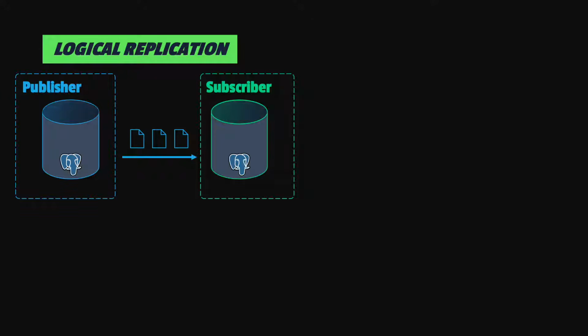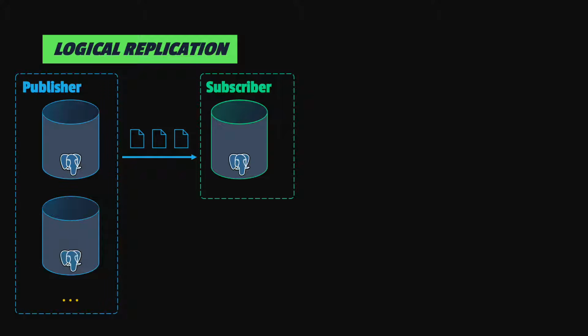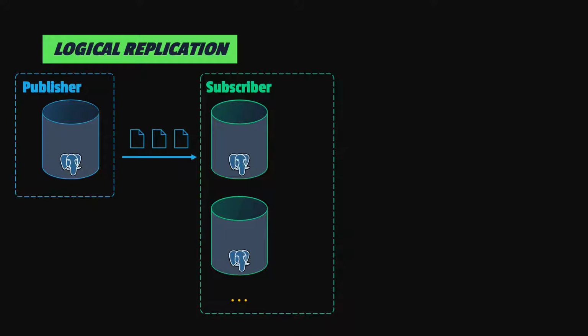This allows to have much more control, and we can set up multiple architectures based on our needs. For instance, we could have one subscriber that is pulling data from two machines or more, and it aggregates the data. Or we can have one publisher who is broadcasting data to more than one subscriber, each with its own set of tables. Logical replication works on the level of individual tables or subsets of tables.